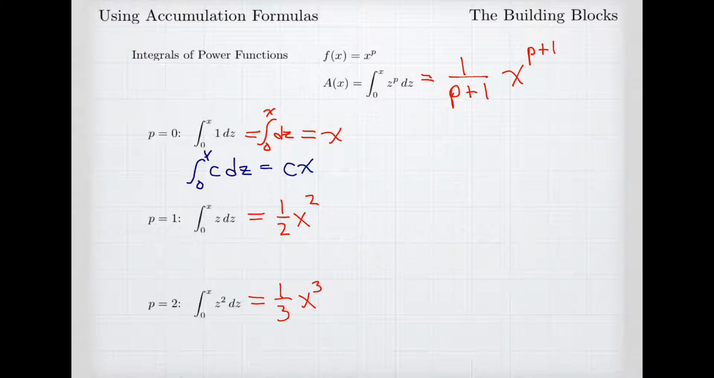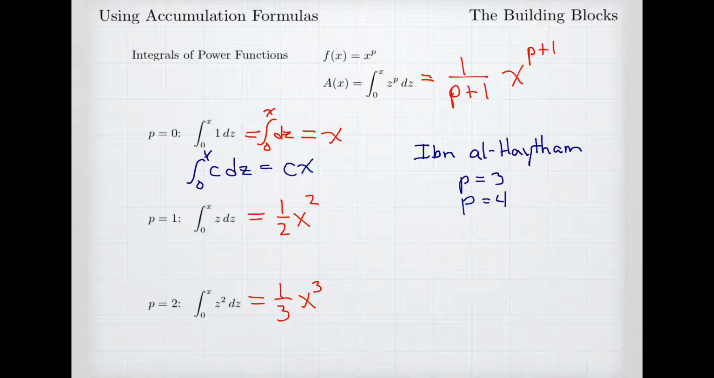An Arab mathematician named Ibn al-Haytham was able to show that this was true for powers 3 and 4. So that was quite a feat. And the higher the value p, the more complicated it became. And so it really wasn't until we had the Fundamental Theorem of Calculus that we were able to show that this rule actually works for any power of p, with one exception.